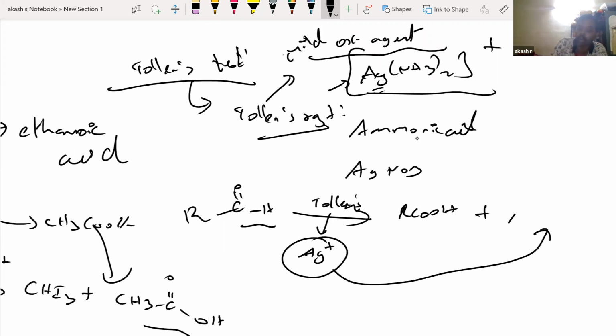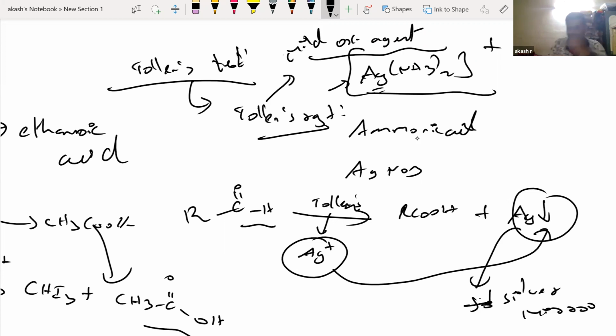So this is how you confirm. You will form silver mirror around the sides of the test tube, right? You will see that the silver is getting deposited, precipitate, right? You will see the silver precipitate only in the test tube where you have aldehyde. If at all any other functional group is there, you will not see the silver mirror. And if at all aldehyde is there, you will see the silver mirror, and you can confirm, okay, it is aldehyde only.